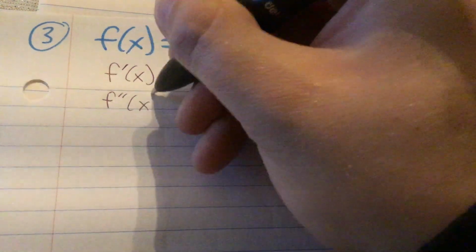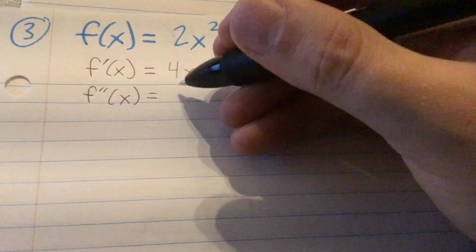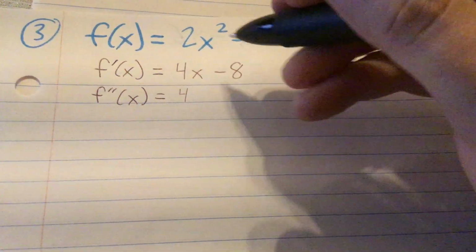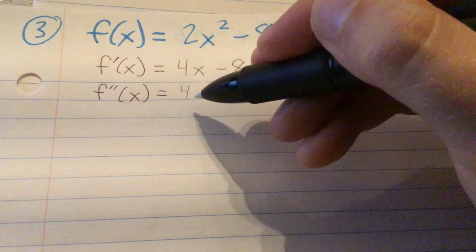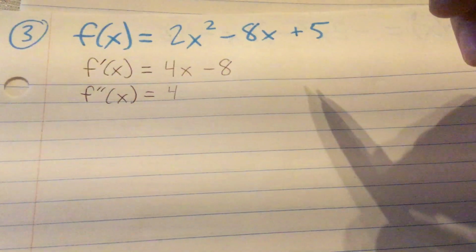And then I would set my f double prime of x. So the derivative of 4x would be 4. And the derivative of -8 would be 0. So now that I've got my position, my velocity, my acceleration, let's find some critical points and determine, is that a local min or a local max? So let's set it up.